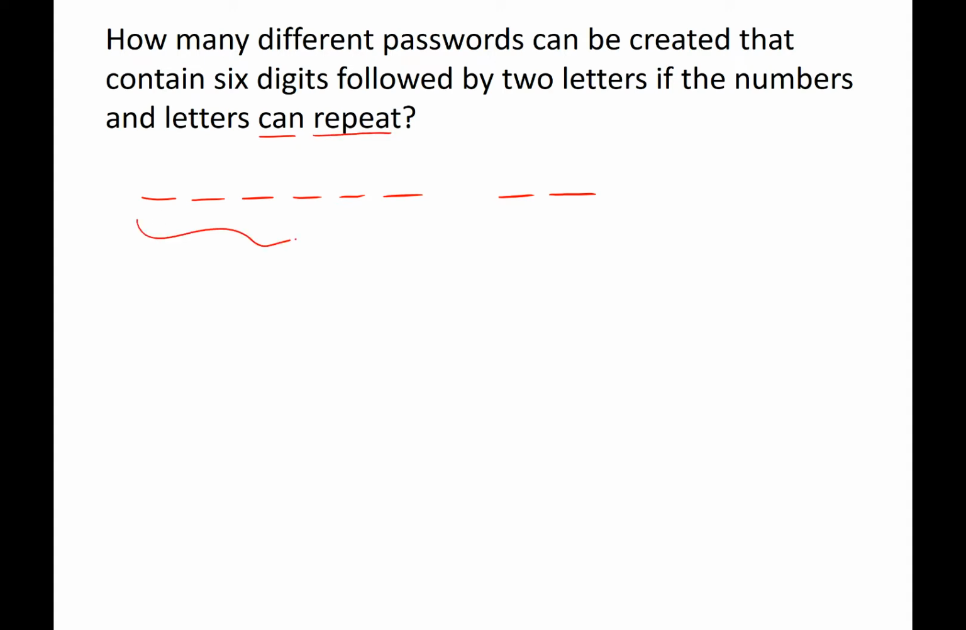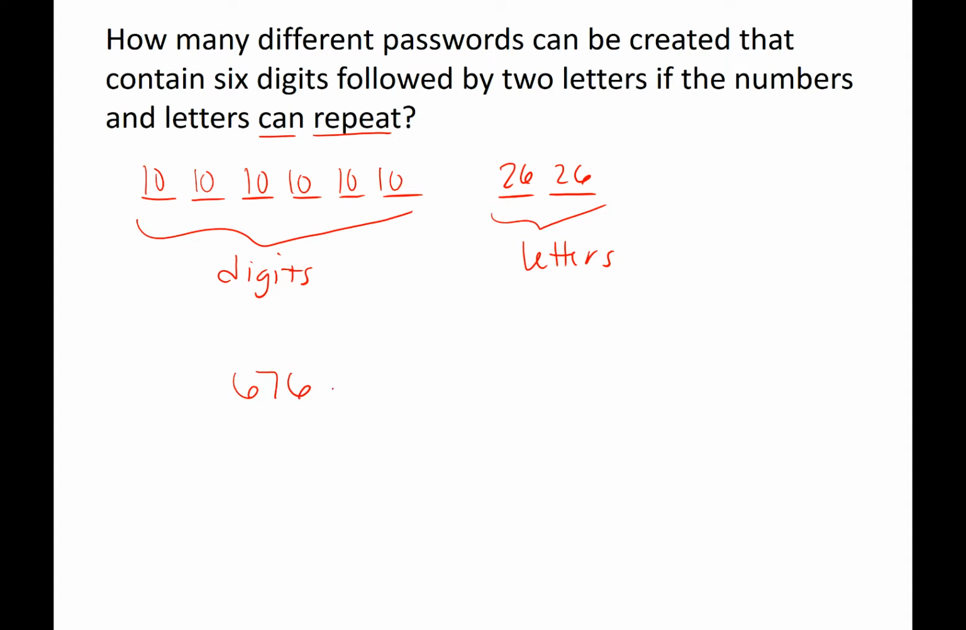So when I do my digits here, digits, and this one we have letters. Okay, so for my digits I have 10. The next one I still have 10 because I can repeat if I want to. So all of these I end up having 10 different options for each digit, and the letters 26 and 26. So I multiply all of those together and I get 676 million even. There we go.